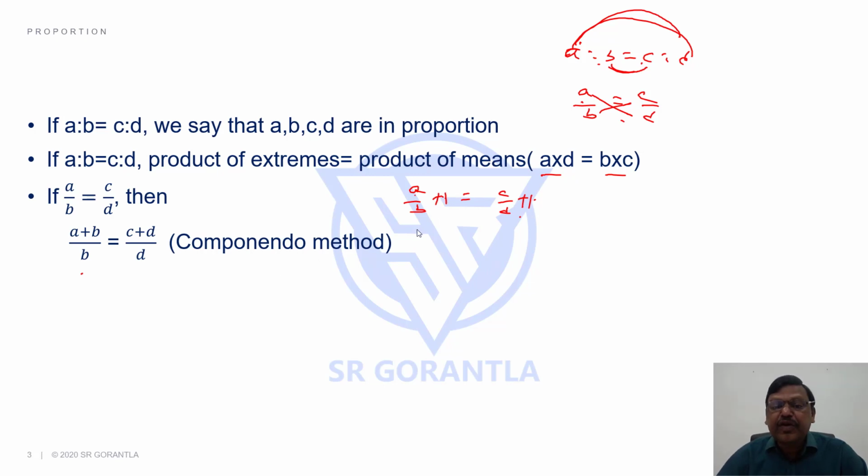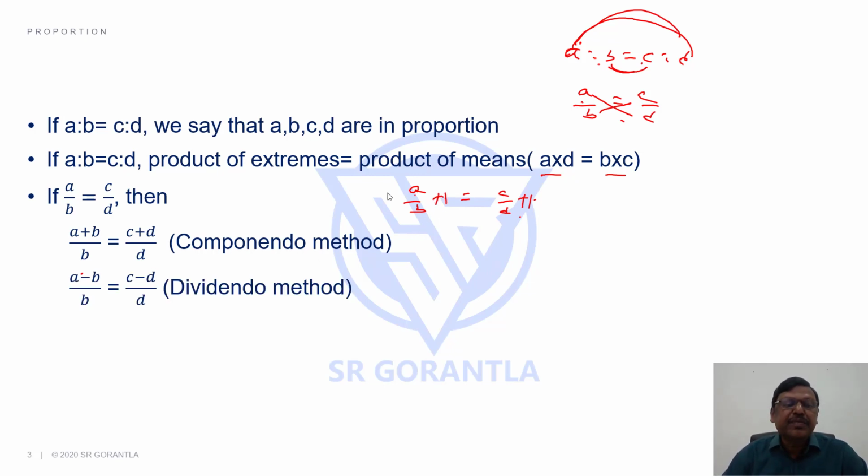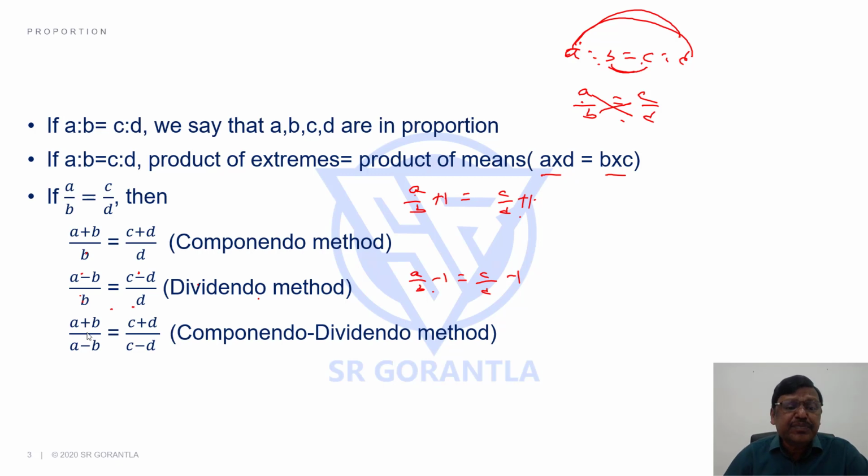Suppose you subtract 1, you will get A minus B by B equals C minus D by D. That is called Dividendo Method. So A by B equals C by D, and by subtracting 1 on both sides, we get this. Now the combination of these two is Componendo Dividendo Method. If I write first one by second one, B gets cancelled, and D gets cancelled. We'll have A plus B by A minus B equals C plus D by C minus D.